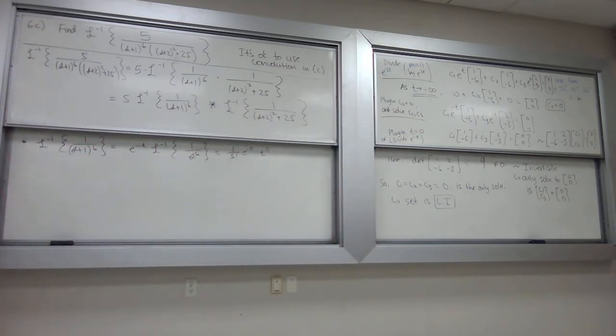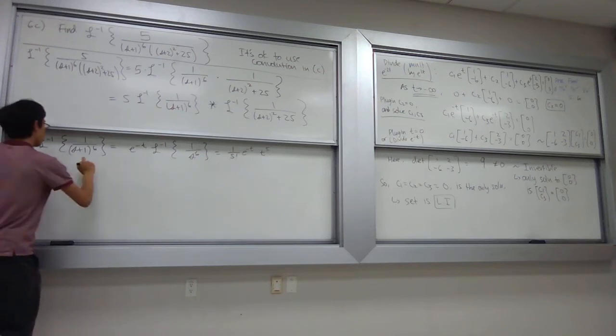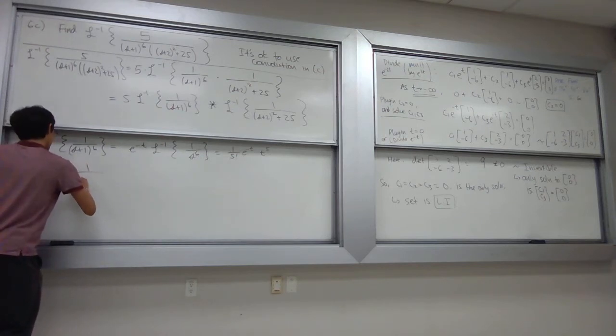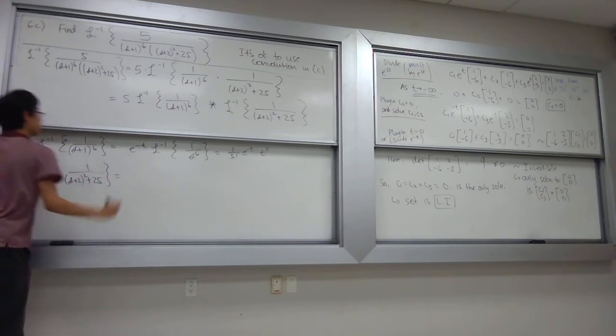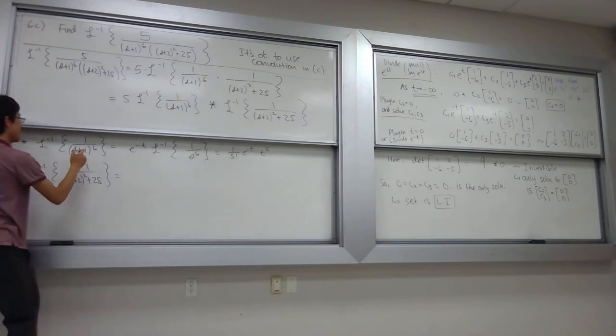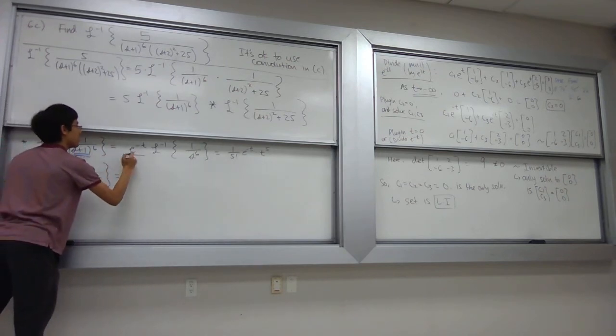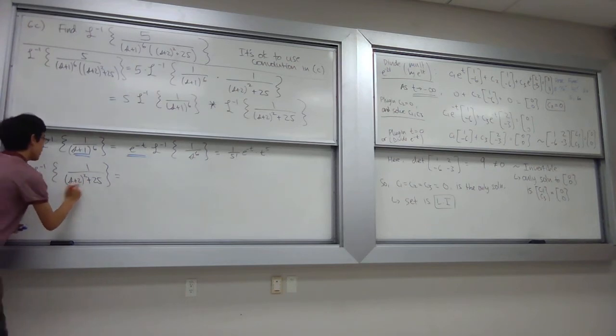Hopefully I did that solution right. Let's see the next one. So next one we have L inverse of 1 over s plus 2 squared plus 25. Right, the first one had this s plus 1 shift that gave us this exponent. This one, we have an s plus 2 shift, so what are we going to get in front now?